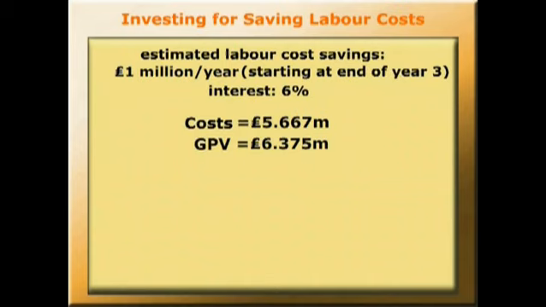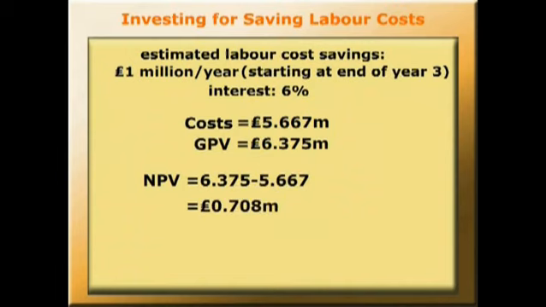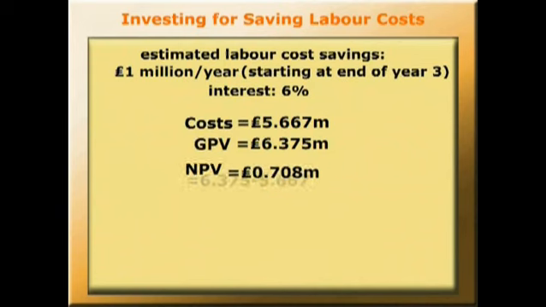And the capital cost is only 5.667 millions. So the net present value, the gross present value minus the capital cost, is 6.375 minus 5.667 equals 0.708 millions.